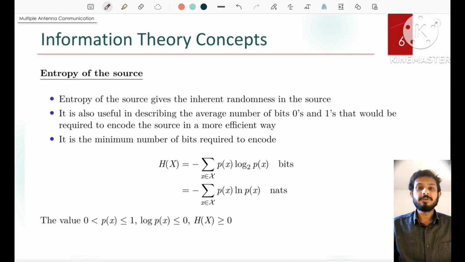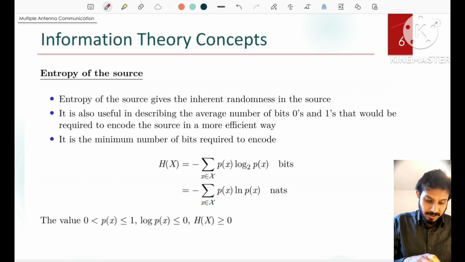In this video, we will revise some important concepts of information theory. And these concepts are important when we study the expressions of capacity in wireless channel and particularly for the AWGN channel. So the first important concept is entropy of the source.